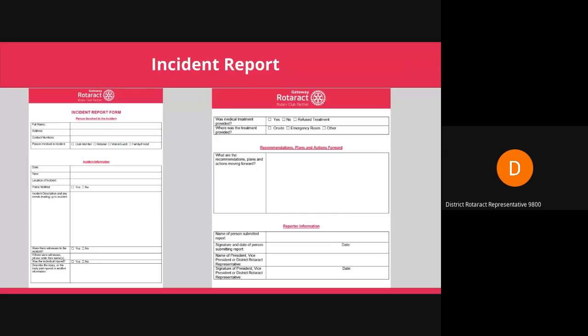So in the instance of someone being harassed and they want the club to know about what's happening, they will need to fill out this form. It will then be given to either the president, vice president, or the district Rotaract representative to review. Then once it's filled out, the assessor will need to make comments, recommendations, and a plan forward, and it'll be recorded and then stored into our club's Gmail account.